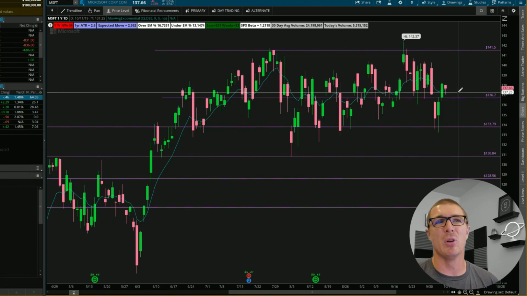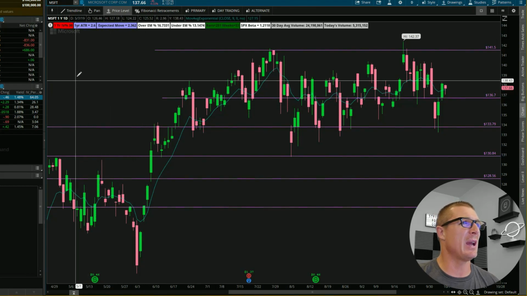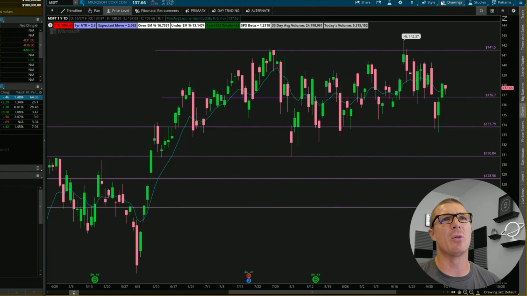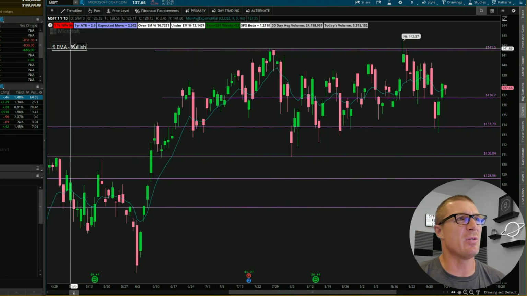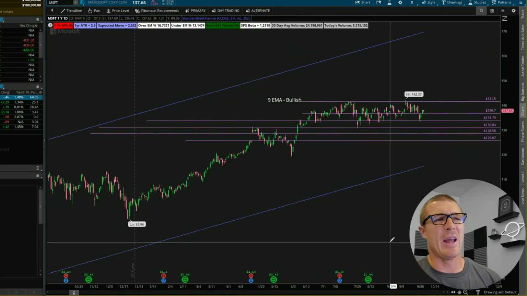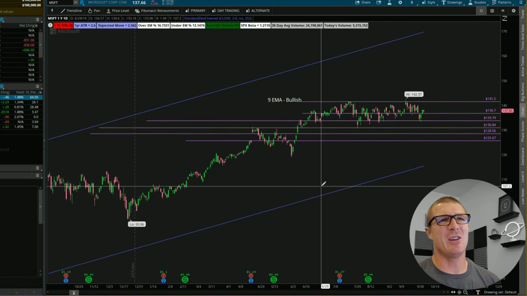So that would be a bullish signal to me. Let's go ahead and just make some text notes on the screen while we go through this. So the 9 EMA is bullish, and we'll just add to these text notes as we go through here. All right, now I've added the 2-period standard deviation channel.